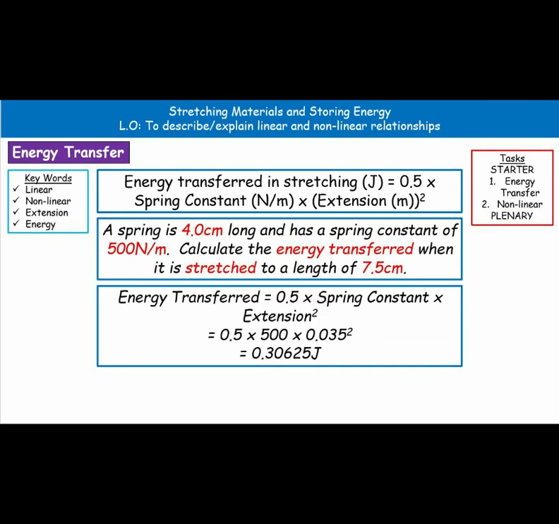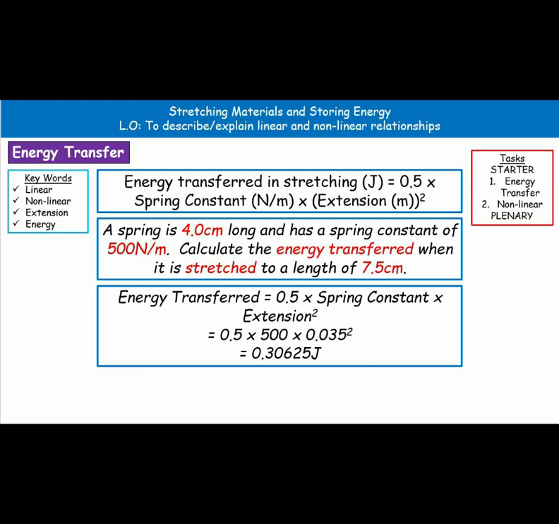So all that's left for us to do now is turn to the physics formula sheet, find our energy transferred formula, write that in first of all as it is. So energy transferred is 0.5 times the spring constant times the extension squared, and then we substitute in our values. So it's still 0.5 obviously, times our spring constant which is 500 from the question, and then we times that by the extension in meters, which we literally just worked out as 0.035, remembering that is going to be squared.